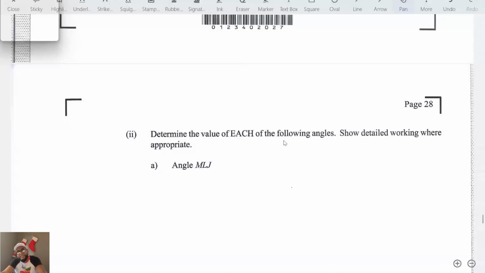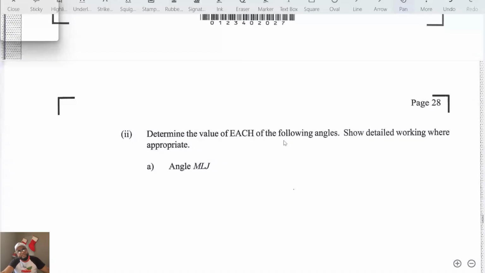Determine the value of each of the following angles. Show detailed workings where appropriate, right? Now, I did not see that they said to put reasons, so I don't want to put any reasons. They just put show detailed workings where appropriate. So let me go.